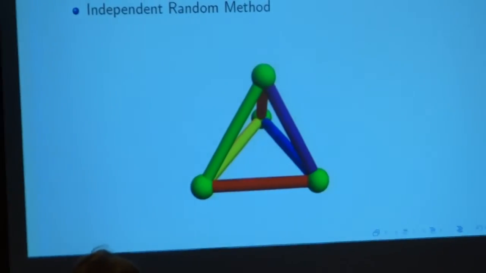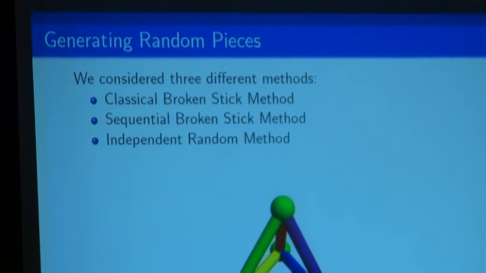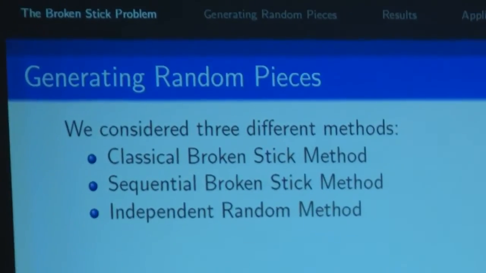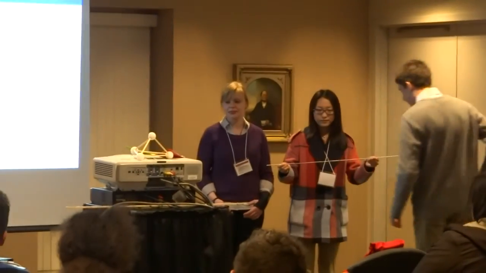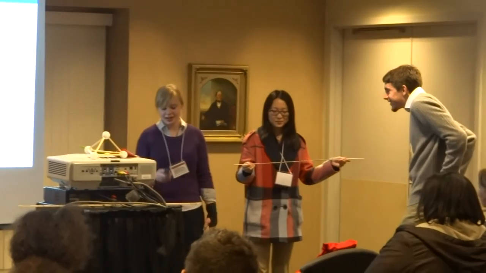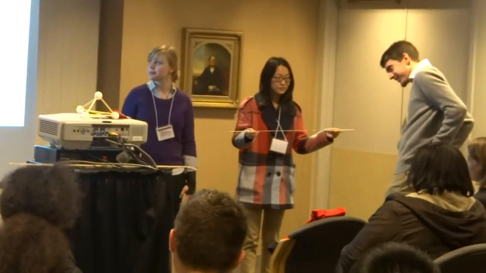Okay, now that Yi's talked to you about what it takes to form a tetrahedron, I'm going to talk about how we form these random pieces, and Alex is going to demonstrate. We considered three different methods: first, the classical broken stick method, then the sequential broken stick method, and finally the independent random method.